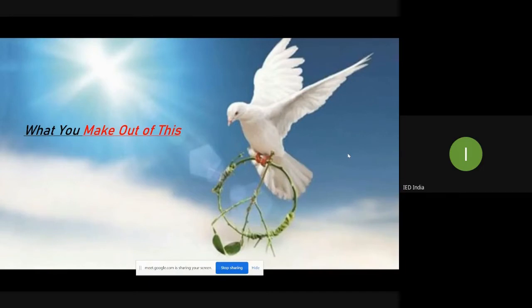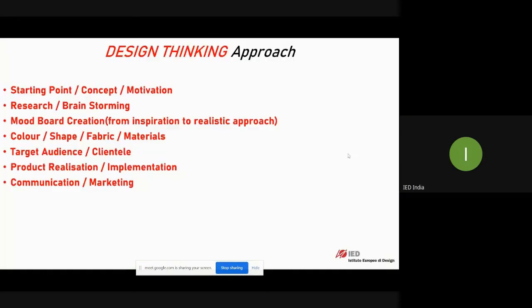Again, it can be a product, it can be an interior space, it can be a fashion garment, it can be a concept, it can be a service. So show me something in the next 10 to 12 minutes using those 7 steps which you had. These ones. You understand?